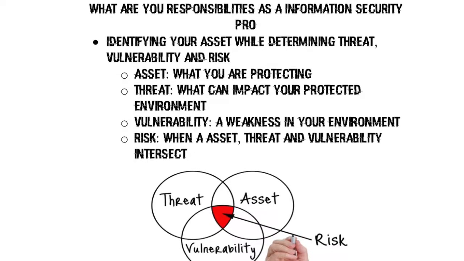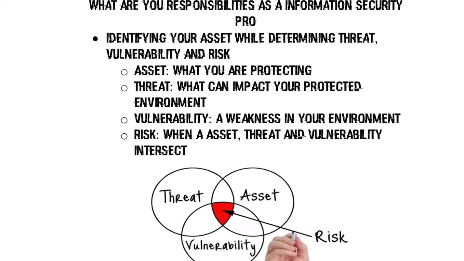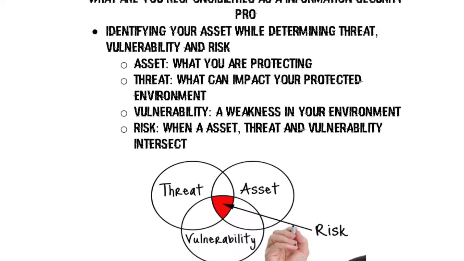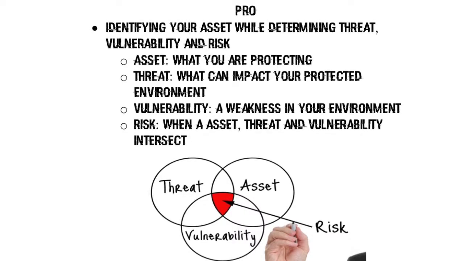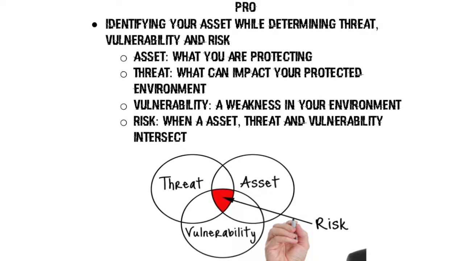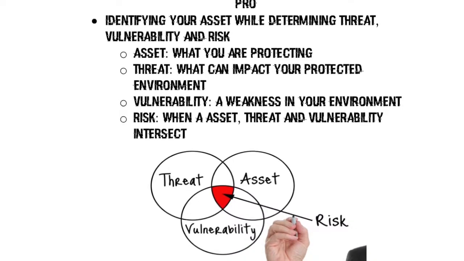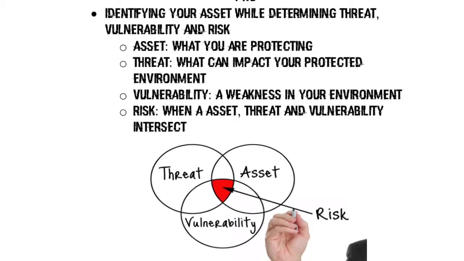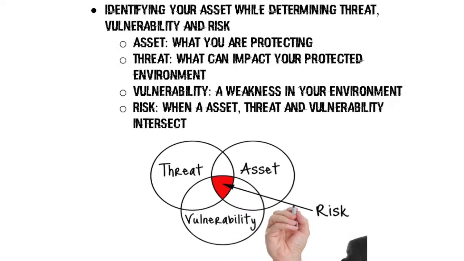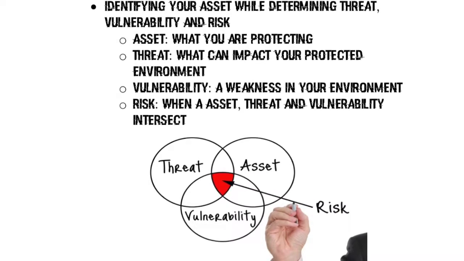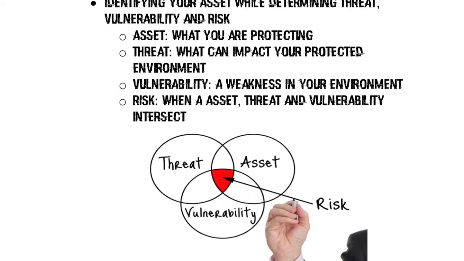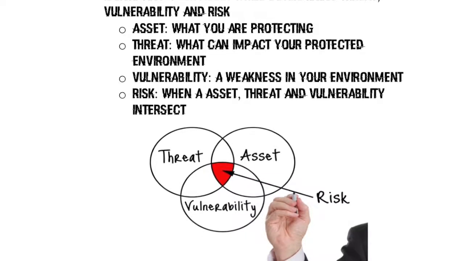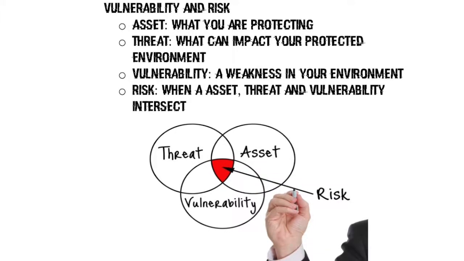Then we moved on to a threat. The threat is what or who can impact your protected environment. So in this case, we're talking about a hacker or just a bad person that wants to get into your environment. So that is a threat. We talked about the vulnerabilities, and a vulnerability is a weakness in your environment. And it doesn't have to just be the environment. It can also be in your program or in your application, that would be your asset at the time.